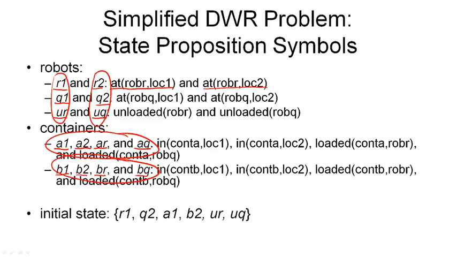And of course, these symbols are already sufficient to describe our initial state, which is given here. In our initial state, our robot R is at location 1, whereas robot Q is at the other location, location 2. The container A is in the pile at location 1, and container B is in the other pile at location 2. And both robots are unloaded. These are all the propositions that are true in the initial state, and all the propositions not mentioned here are false.